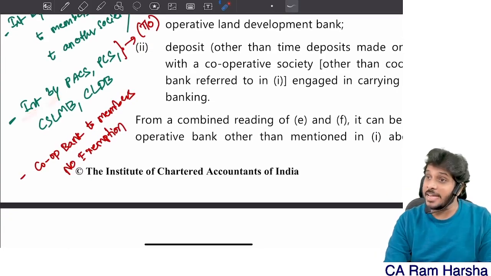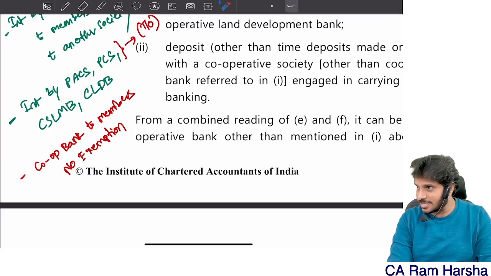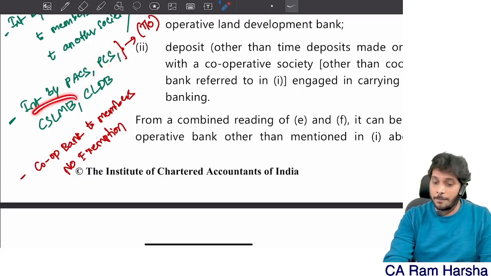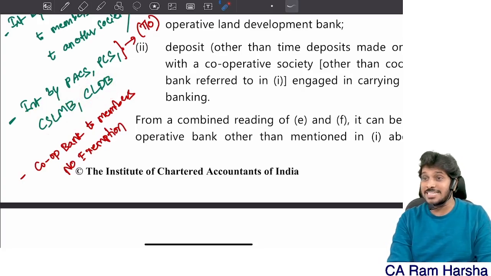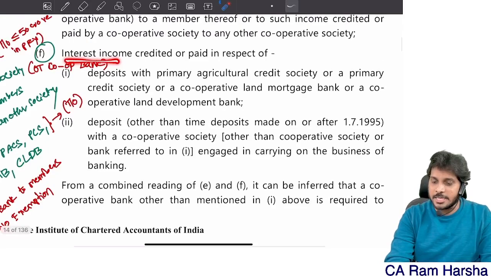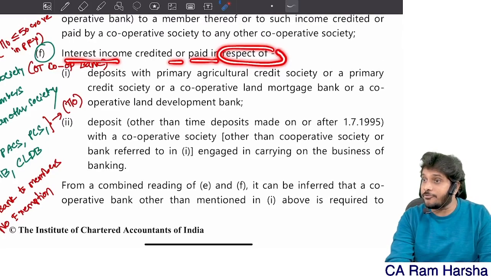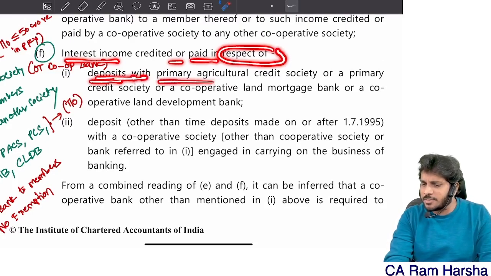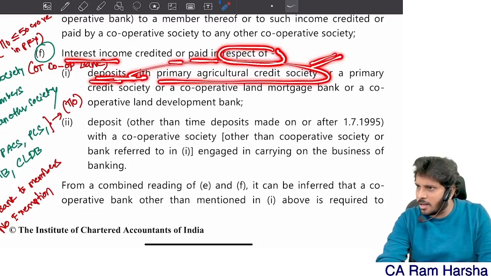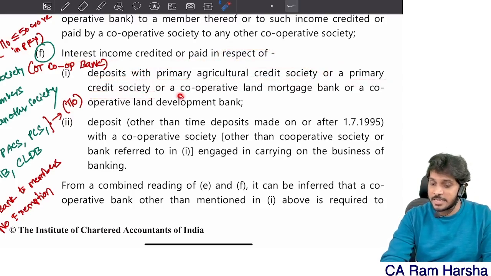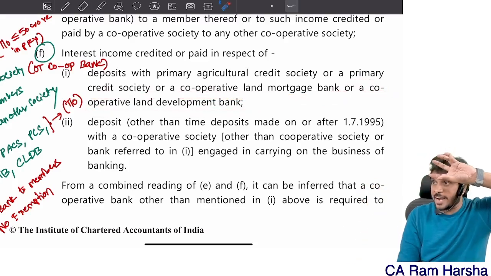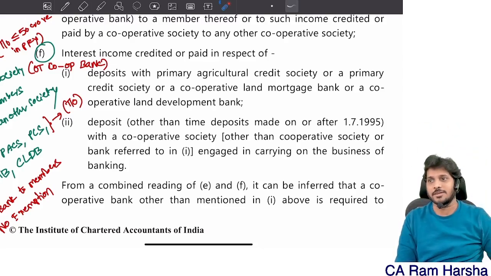Second, another exemption for society. Suppose interest is paid by primary agriculture credit societies, primary credit societies, cooperative land mortgage bank, or cooperative land development bank. They will tell you interest income credited or paid in respect of deposits with, means the deposit is with whom? This one. Means interest is paid by whom? These people. Yes or no? If the interest is paid by a primary agriculture credit society, a primary credit society, a cooperative land mortgage bank, or a cooperative land development bank, these are all cooperative banks. They are straight away exempted.